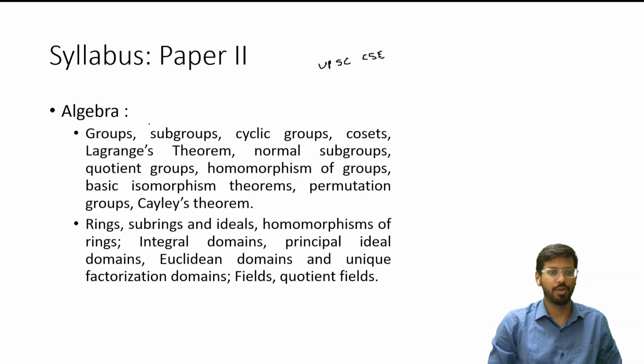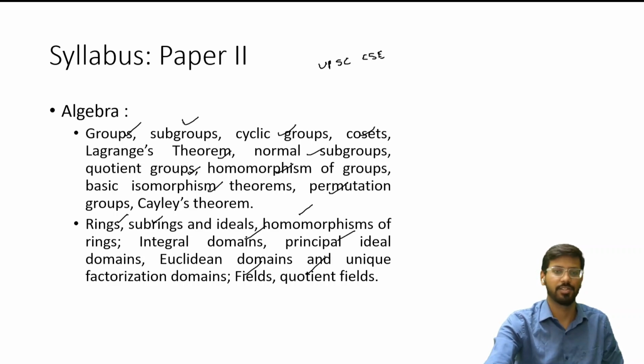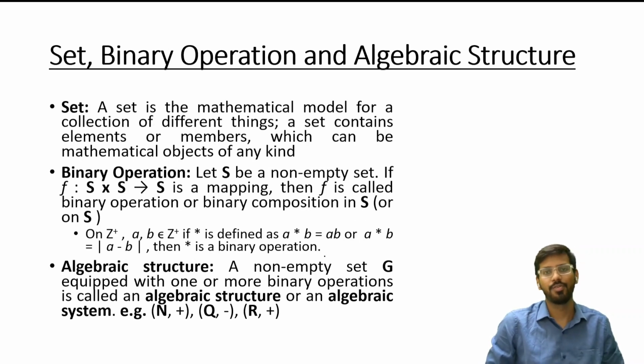Okay, so we are going to cover groups, subgroups, cyclic groups, cosets, Lagrange's theorem, normal subgroups, quotient groups, homomorphism, isomorphism, then permutation groups, rings, subrings, ideals, homomorphism, integral domain, then field, subfield, quotient field, etc. We are going to cover these in this series of lectures. So now we will start from the basics.